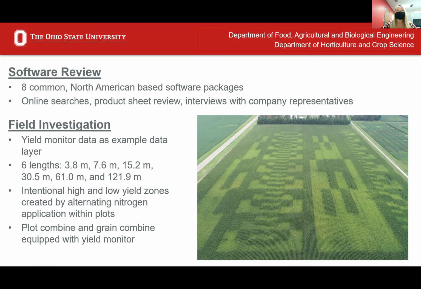A range of plot lengths were tested by alternating strips of nitrogen application, causing induced yield variations that could be measured by a plot combine and a grain combine equipped with a commercial yield monitor. Normalized yield values from both were then used for comparison, and the more detailed methodology is outlined in the conference paper if you're interested. For now, let's move on to some results, beginning with what we saw in the software review.